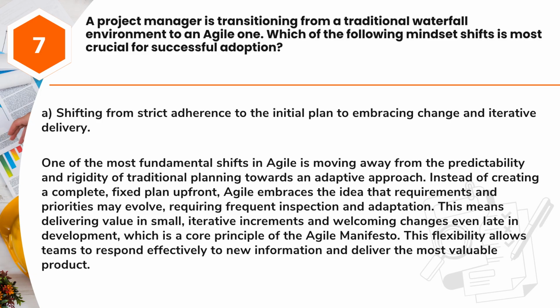Answer: A. Shifting from strict adherence to the initial plan to embracing change and iterative delivery. One of the most fundamental shifts in Agile is moving away from the predictability and rigidity of traditional planning towards an adaptive approach. Instead of creating a complete, fixed plan up front, Agile embraces the idea that requirements and priorities may evolve, requiring frequent inspection and adaptation. This means delivering value in small, iterative increments and welcoming changes even late in development, which is a core principle of the Agile Manifesto. This flexibility allows teams to respond effectively to new information and deliver the most valuable product.